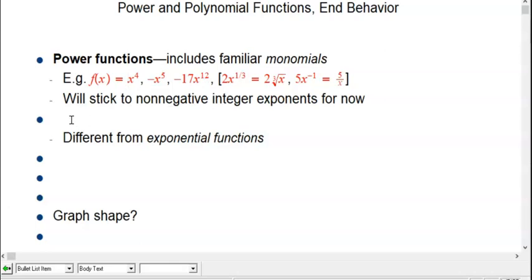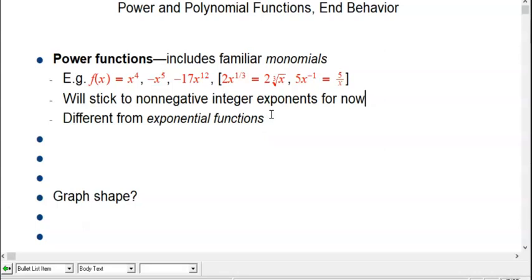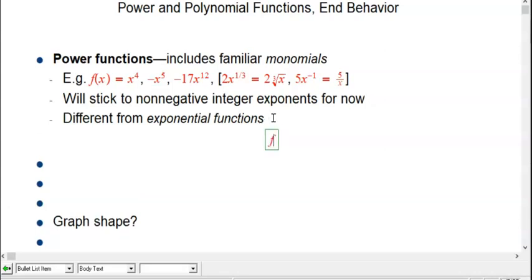I want to really highlight that these are very different from exponential functions. And so if you've got, let's say, g of x, notice here we've got something being raised to a power, and the variable is in the base, and the power is a number. It's a constant. It doesn't vary. It's not a variable.